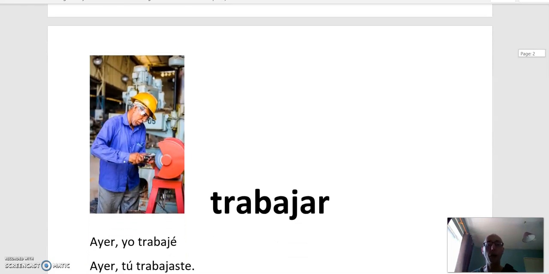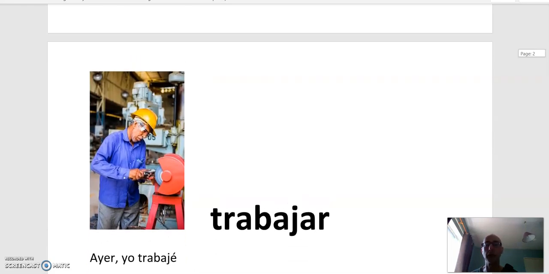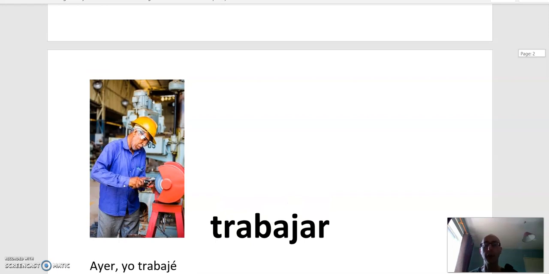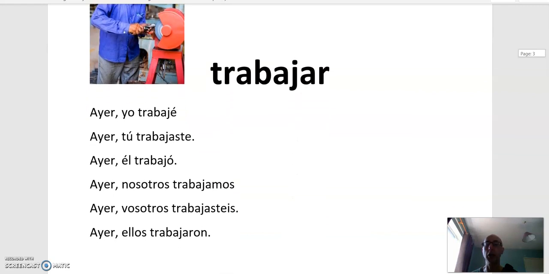So let's see how we form the past tense. We're going to take the first verb, trabajar. All these are regular verbs. Ayer yo trabajé. Ayer tú trabajaste. Ayer él trabajó. Ayer nosotros trabajamos. Ayer vosotros trabajasteis. Ayer ellos trabajaron.